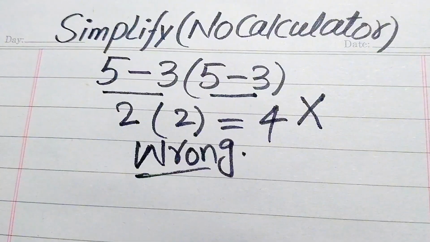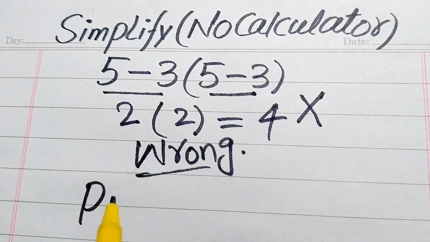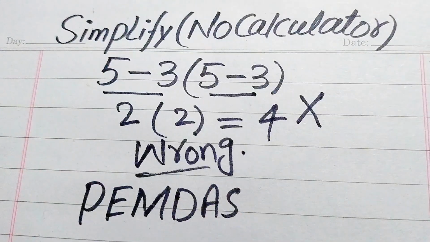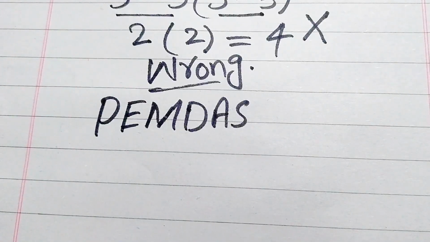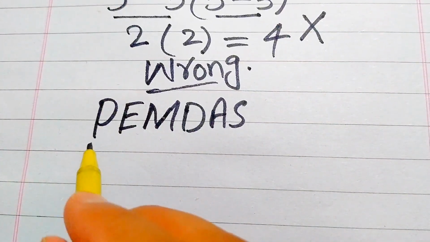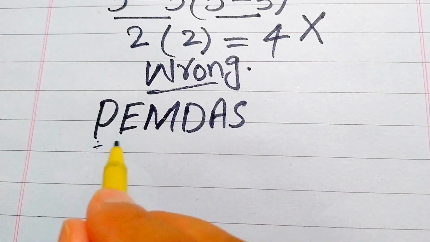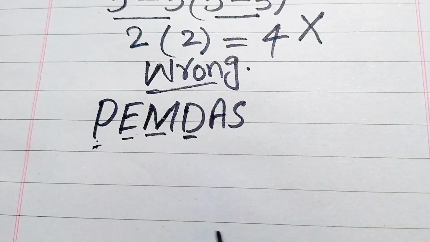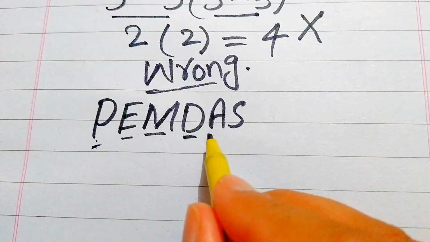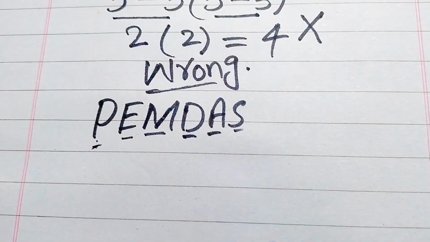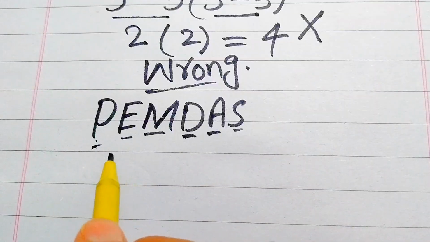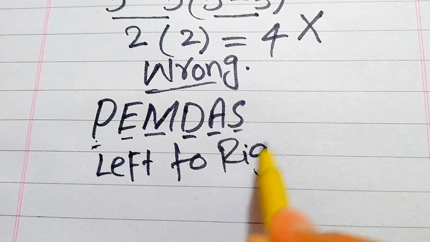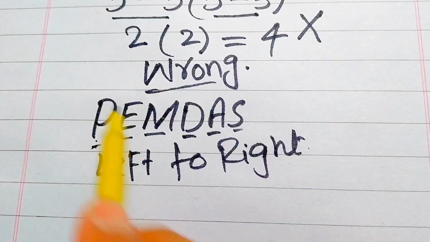For this type of question we use the PEMDAS rule. So first I will explain what the PEMDAS rule is. P stands for parentheses, E stands for exponents, M stands for multiplication, D stands for division, A stands for addition, and S for subtraction. You follow this rule from left to right.